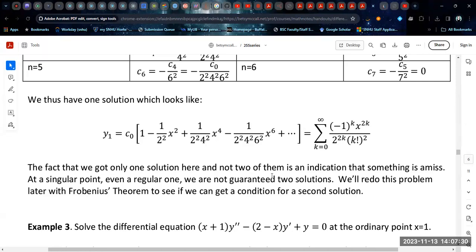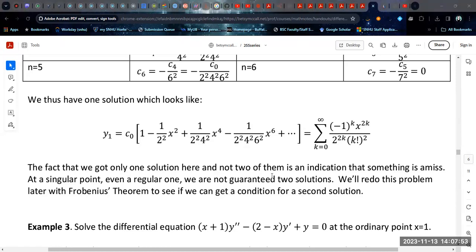We started with a second order differential equation. How do we get that second solution? Well, we're going to talk about that in the last example. I want to do one additional example before we do that, where we're centering at something other than 0, and how to work around that, before we deal with Frobenius's theorem in order to fix our missing solution for this example.